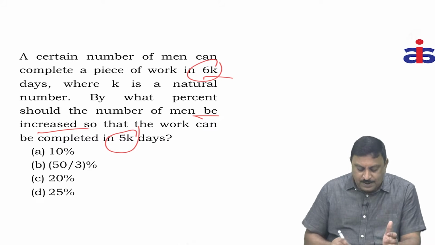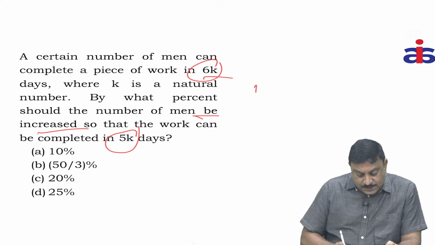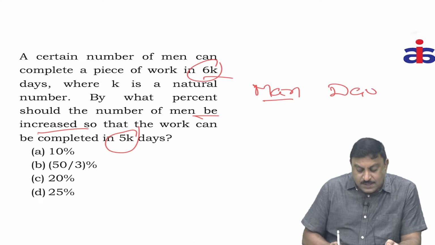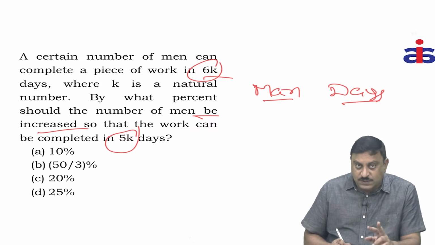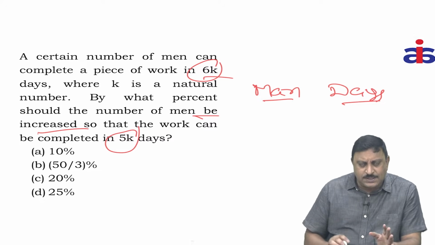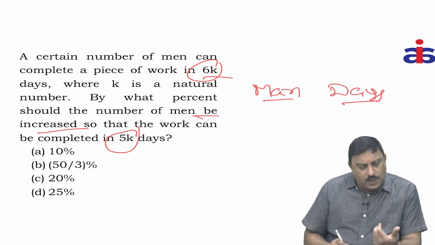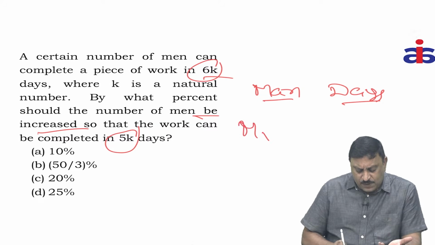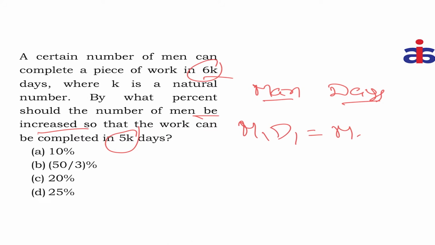But the point here is that the number of men, that is persons, and the number of days are given. Men and days, you know, are inversely proportional to each other. So with that, you can use the format M1 D1 is equal to M2 D2, or you can also do it in percentage terms. It is up to you. Here, we don't know how many men there are, so you can keep either 1 or 100%.